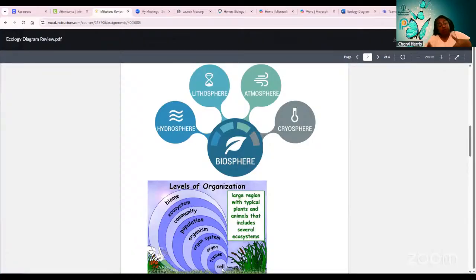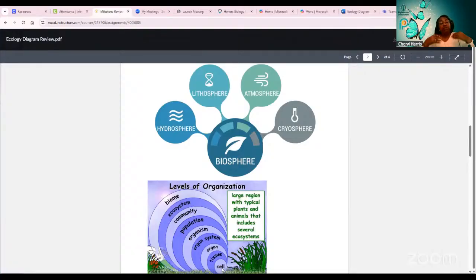And that brings us to the level when we're looking at ecology. We start with the organism, and then that's one thing. You can have several organisms of the same kind, and that makes a population. We can have several populations living in the same area, and that makes a community. And again, we're still talking about just living things up to this point.